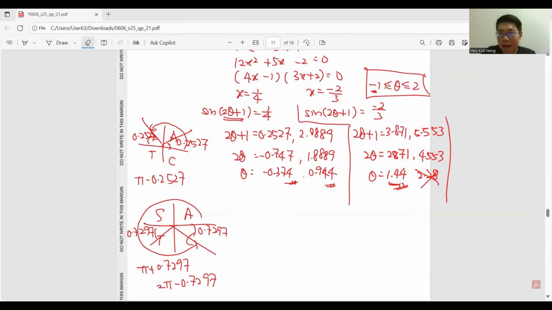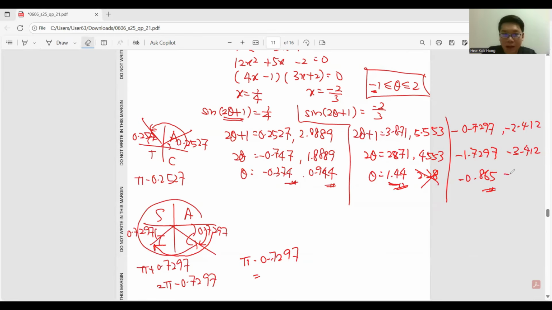We need to have the negative situation, so we try the negative angle. The first negative angle is this. Negative 0.865 is very close to minus 1 and fulfills the criteria. So the answer is just this 4. Of course, if you want to try for this, also can. Negative 2.412. You get negative 1.706. Then this already does not fall in the range that they want, so you reject it. The final answer is just this 4.